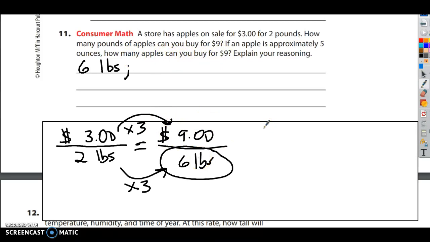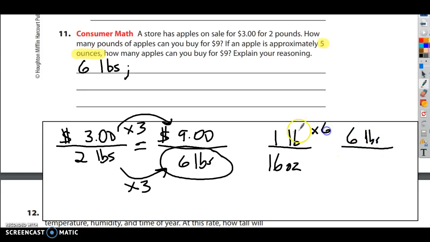So the question is, how many ounces is that? Because this is converting between pounds and ounces. So what we're going to do here is we're going to say, how many ounces is 6 pounds? And so the first thing I'm going to do is say how many ounces is 1 pound. 1 pound is 16 ounces. So how much is 6 pounds? Well, you're going to multiply by 6. If you do 1 times 6, you get 6. So you have to do 16 times 6.